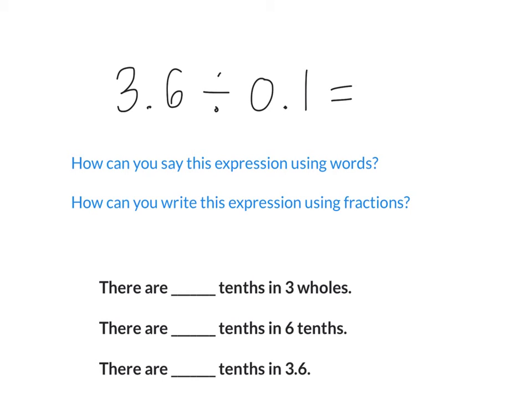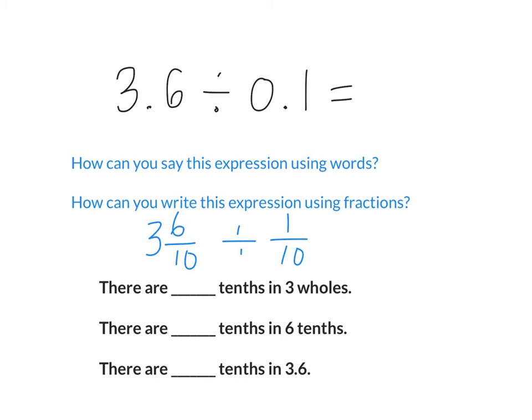Let's write that in fractions. 3 and 6/10 divided by 1/10. Now remember, anytime you're dividing by a fraction, it's asking you how many of those fractions can fit into the, what do we call this number? The whole. Okay, so we're seeing how many tenths can fit into 3 and 6/10.